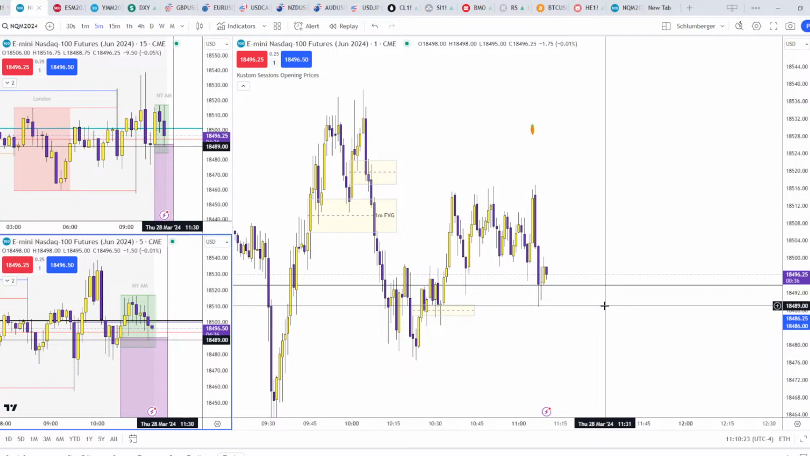Don't judge it. It costs nothing to paper trade on TradingView. The best thing I've ever done was spend my weekends going through the previous week's trading, the prime trading times.